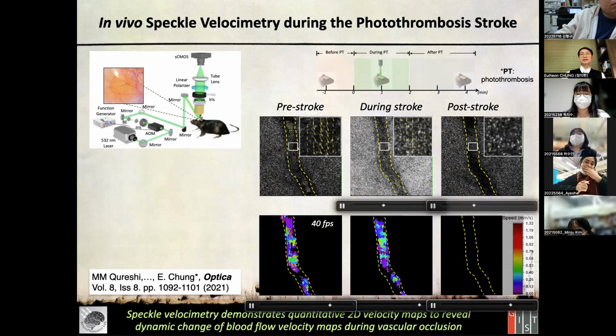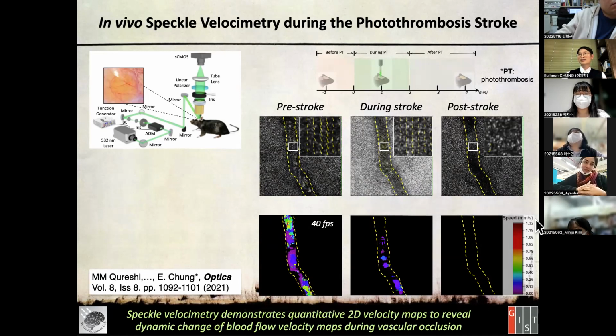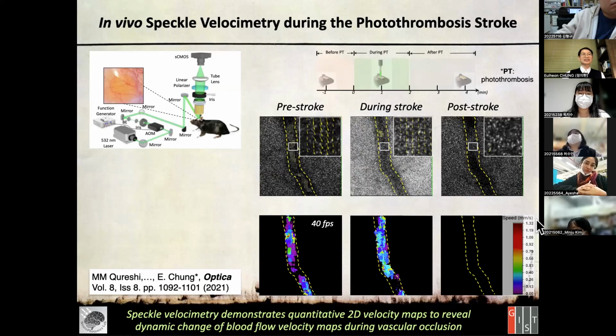What's notable here is now you can see this color scale bar. Now it has speed in millimeters per second. So now we have a unit which is quantitative for velocity and speed.